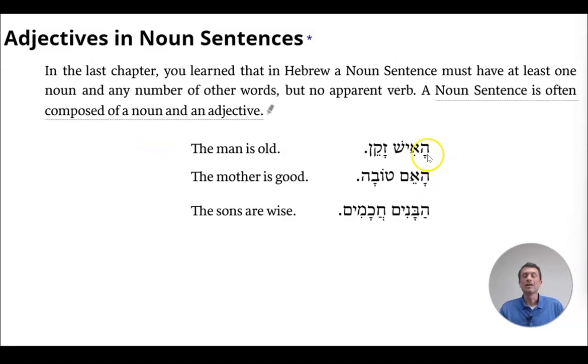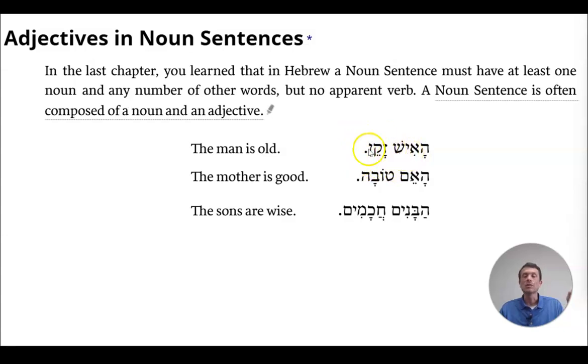So here we have the man old, and we translate that the man is old. You know this is not translated the old man, because if it was an adjective use, you'd have to have the definite article on the adjective as well. That would be ha'ish hazakein, not ha'ish zakein. So this is a predicative use or a noun sentence use of the adjective.